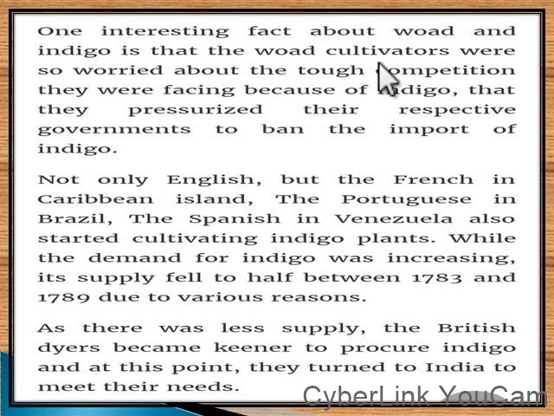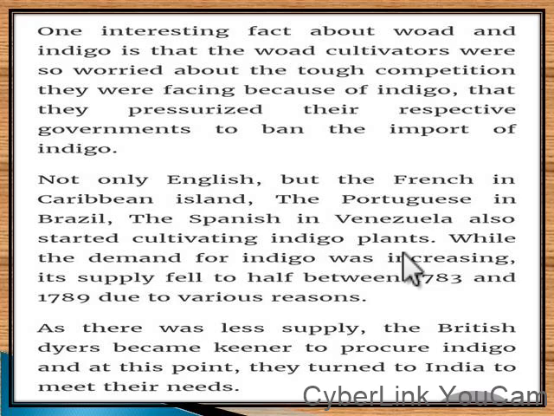One interesting fact about woad and indigo is that the woad cultivators were so worried about the tough competition they were facing because of indigo that they pressurized their respective governments to ban the import of indigo. Not only English, but the French in Caribbean island, the Portuguese in Brazil, the Spanish in Venezuela also started cultivating indigo plants.